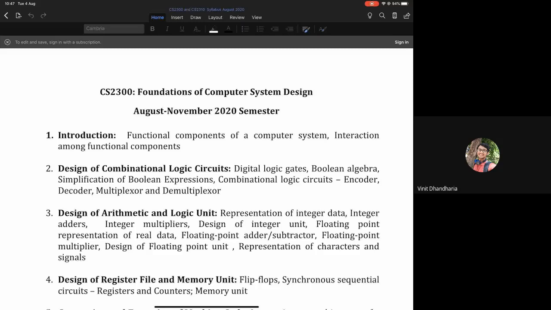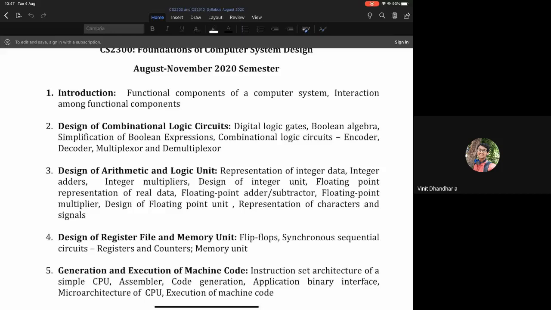But the focus of the course is going to be on the design of the arithmetic and logic unit. In order to understand how the circuits can be designed to perform the arithmetic operations, we need to first understand how the integer data gets represented. Then we'll discuss design of these circuits for addition. They are called integer adders and also integer subtractors.